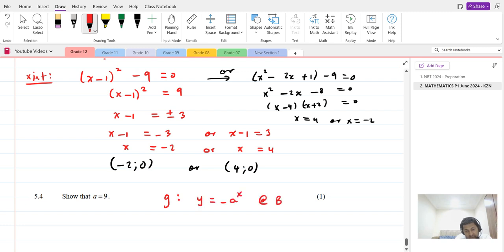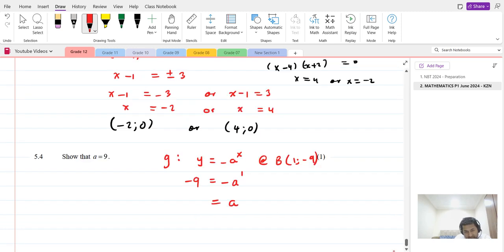At point B, which is (1, -9). It passes through the point B, which is (1, -9). So you're going to put -9 for y, and x value 1, in -a to the power 1. Problem solved. So a is equal to 9. Therefore, you must show the substitution for x and y. So there I showed it here.